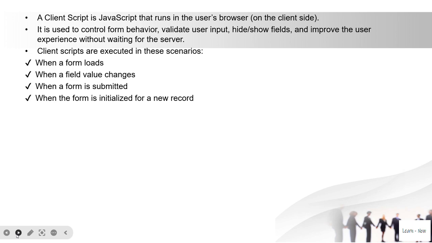So we have four types of scenarios. First, when the form loads for the user, when the field values change, when the form is submitted by the user, and when the form is initialized for a new record or from the list view. So these are the basic scenarios where the client script runs.